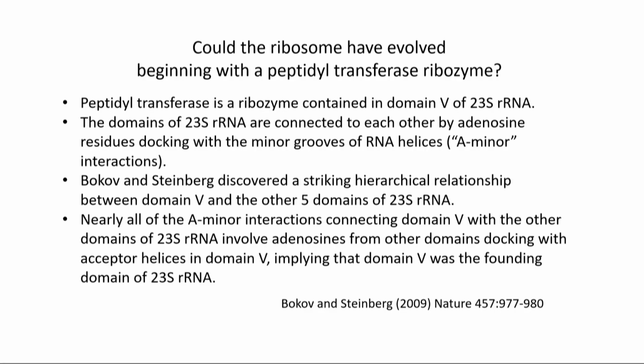So could the ribosome have evolved beginning with peptidyltransferase? The peptidyltransferase is contained in one of the 6 domains, domain 5, of the 23S RNA. The domains of 23S RNA are connected to each other by what the Steitz group called A-minor interactions, a single adenosine donor binding to the minor groove of an RNA double helix acceptor. So Bokov and Steinberg made a remarkable discovery showing a hierarchical relationship between domain 5 and the other domains of 23S RNA.